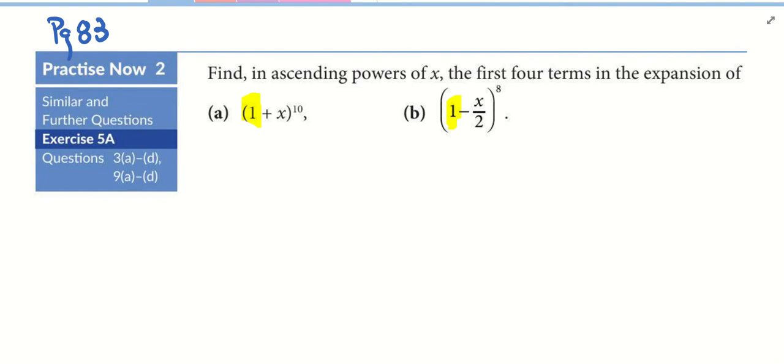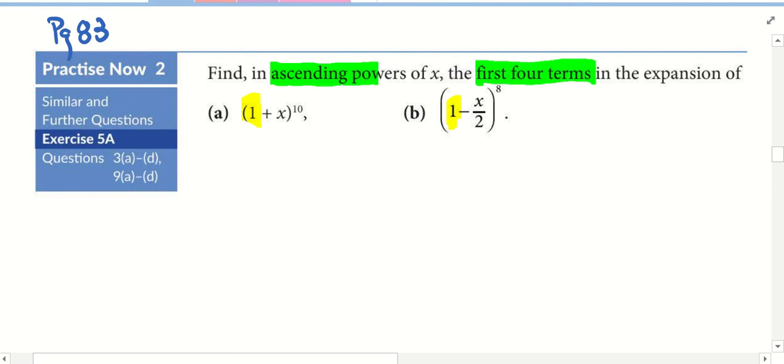First thing, this question part A, or rather part B the same, they want ascending power of x. What's the meaning of ascending? Smallest to biggest. What's the smallest power we can have? 0. The biggest power depends on the question. And not just that, they only want the first 4 terms. Okay, this is very typical. They don't need you to expand everything. Power 10, I don't need to expand up to 11 terms. So they only want the first 4 terms.